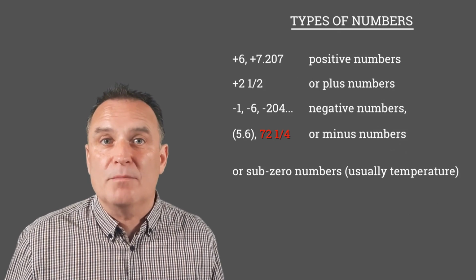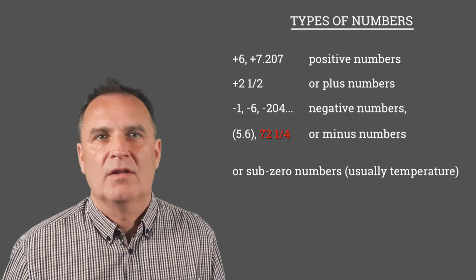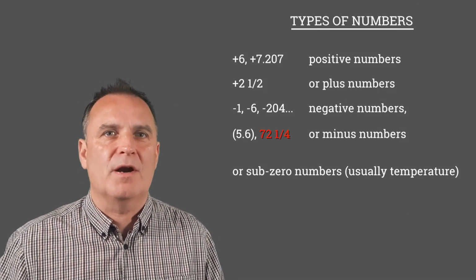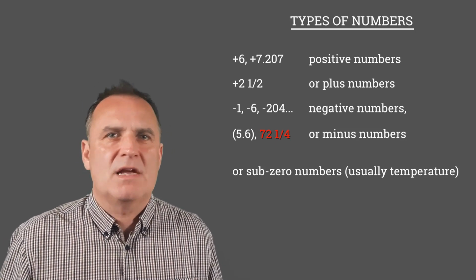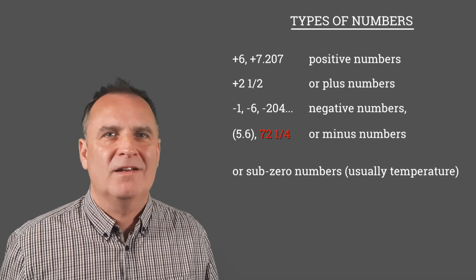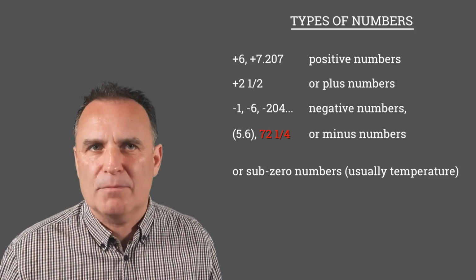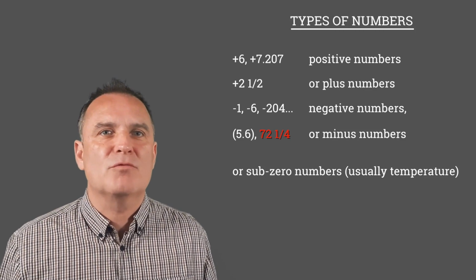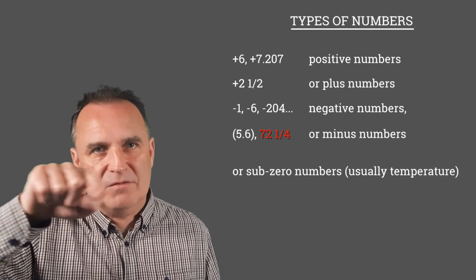Another way to separate out numbers is to think of positive numbers and negative numbers. Of course, we generally deal with positive numbers, right? So the number 6, the number 7.207, I should say. The number 2.5 or whatever. These are all positive numbers. We sometimes say plus numbers, and you can sometimes write this with the plus sign and then VE afterwards. Plus VE, positive.